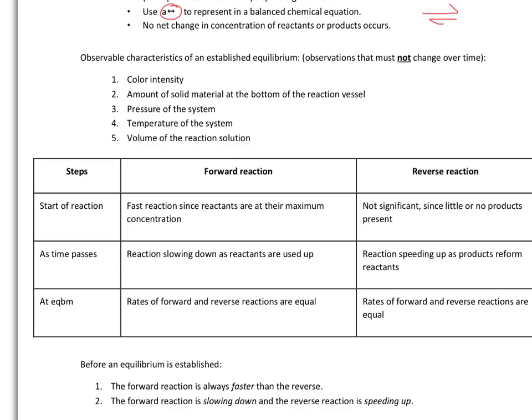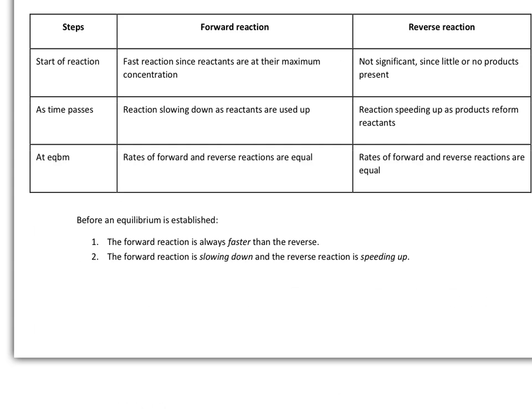The amount of solid material at the bottom of the reaction vessel, if that remains constant, equilibrium has been established. If the pressure, the temperature, or the volume of the system remains constant, we can also say that equilibrium has been established. We can now look at how a reaction proceeds as it sets up an equilibrium.